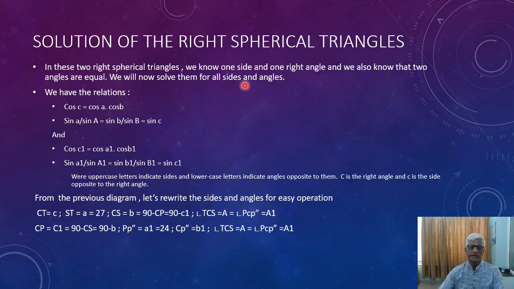Now in spherical triangles, we have the relations cos C is equal to cos A into cos B, and sin A by sin a is equal to sin B by sin b is equal to sin C by sin c for all triangles. Sin C happens to be 1 in a right triangle. Here the lowercase letters are the sides and the uppercase letters are the angles. So the cosine of the side opposite to the right angle is equal to the product of the cosines of the two other sides.